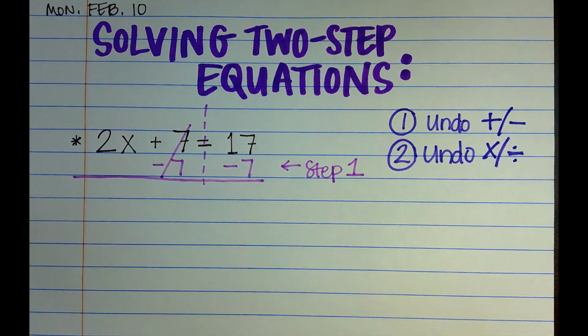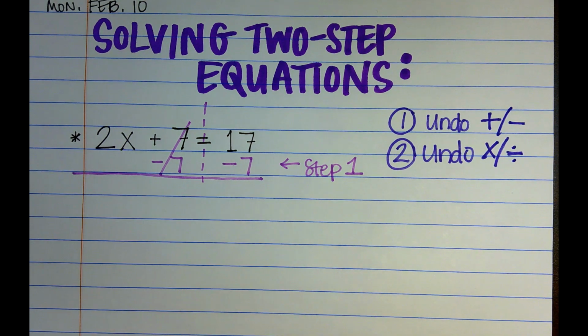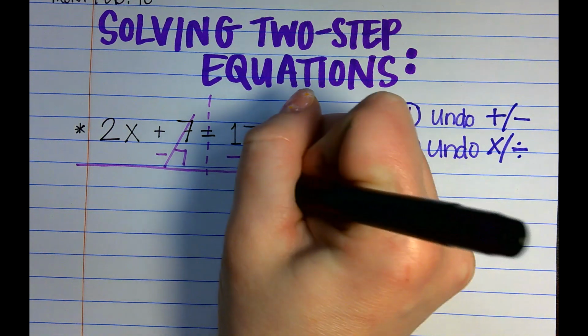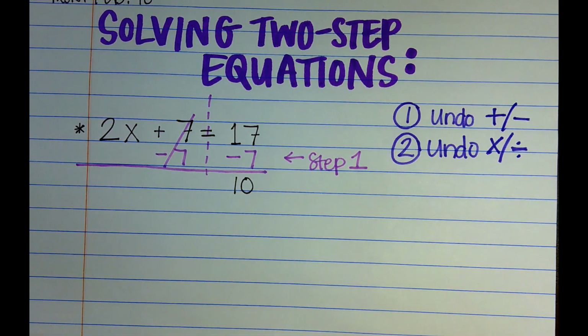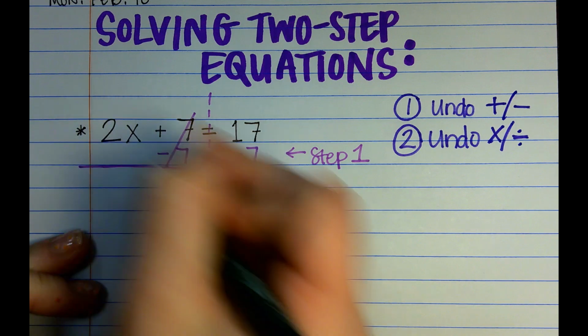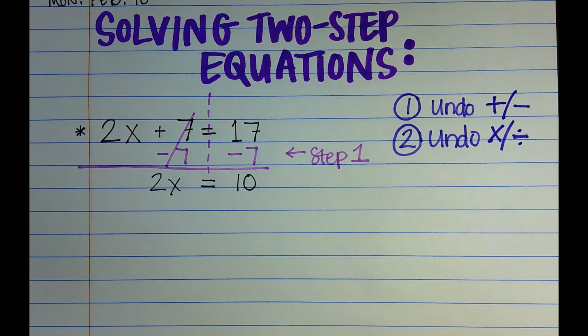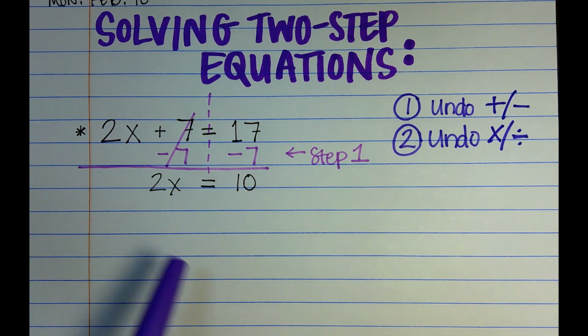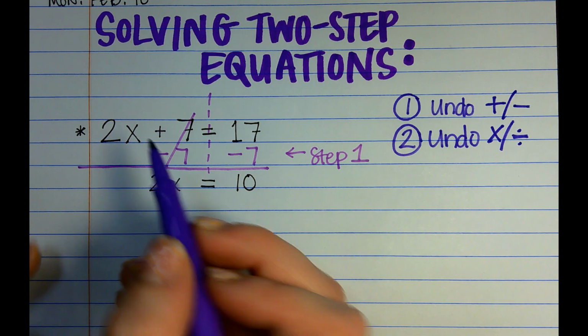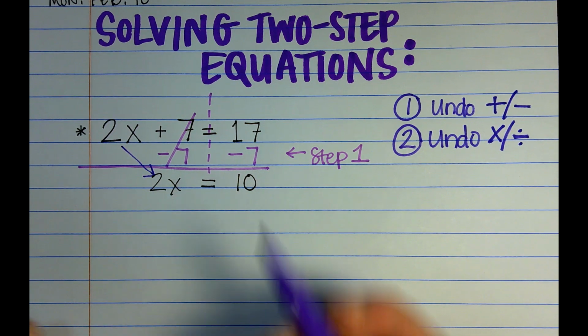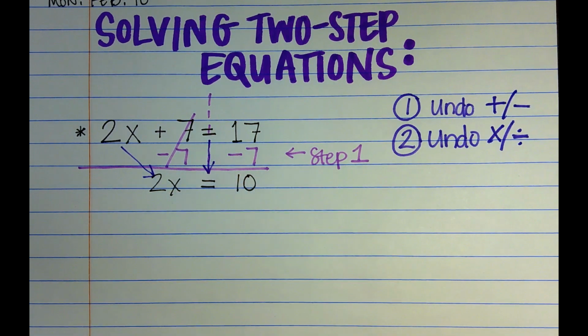So here's our step 1. 17 minus 7 is 10, and what needs to get brought down? 2x. Good. 2x equals 10. Before we move on, does everybody know what I mean when I say bring everything down? We brought down the 2x because we hadn't gotten rid of that yet. We brought down the equal sign because you don't ever get rid of the equal sign.